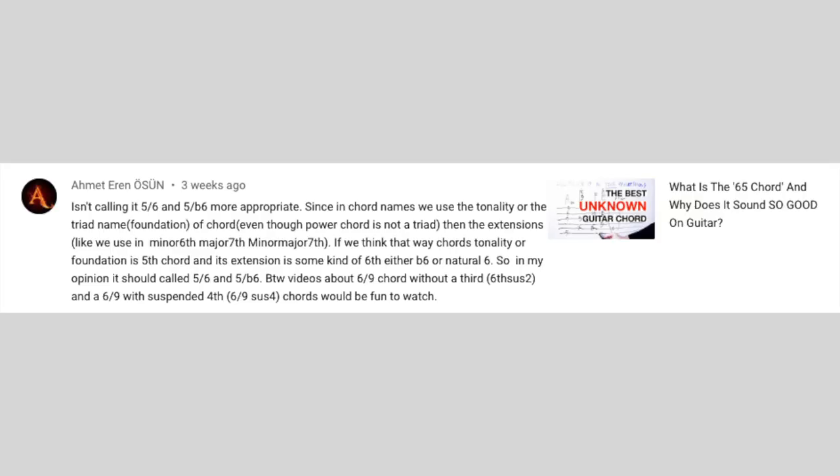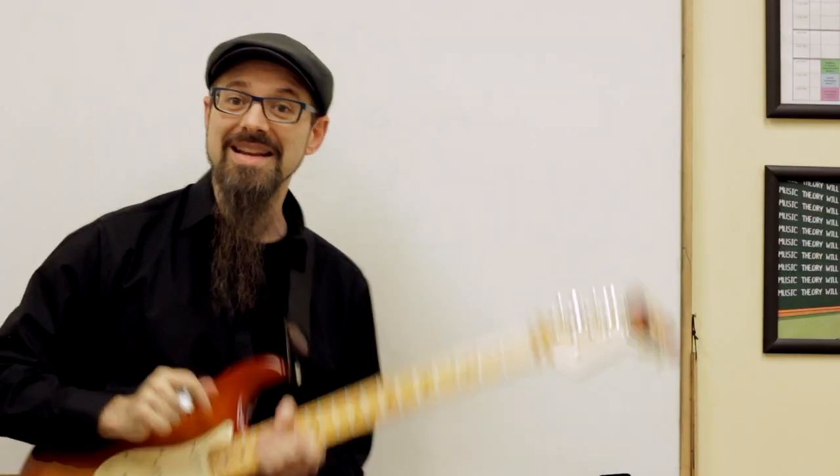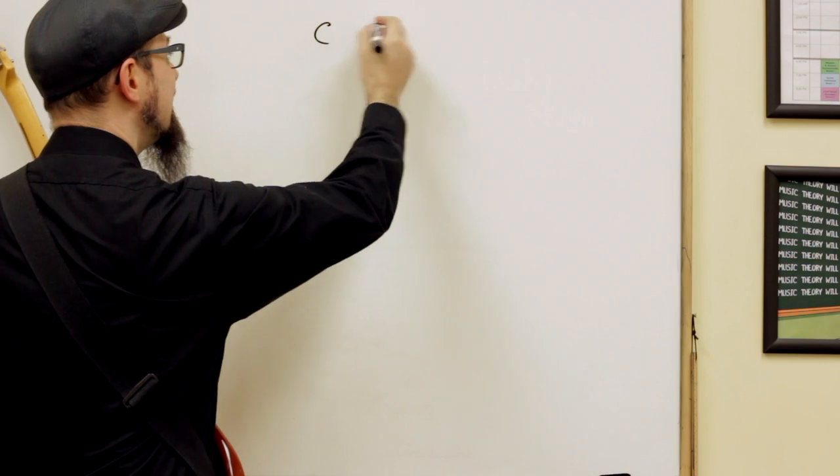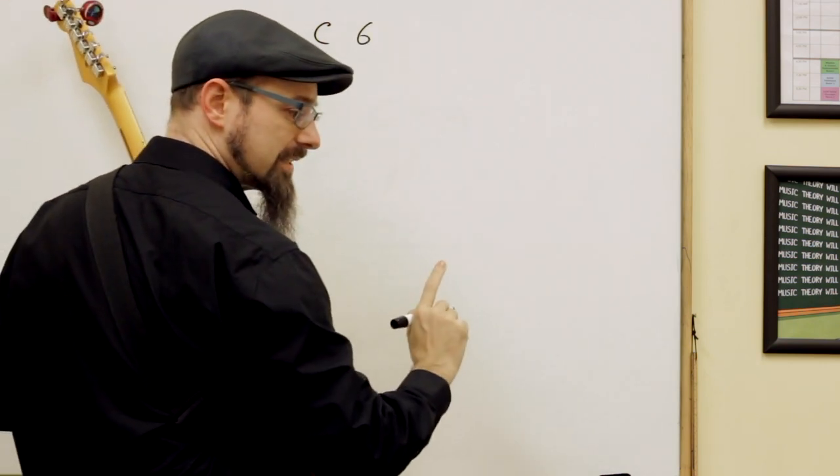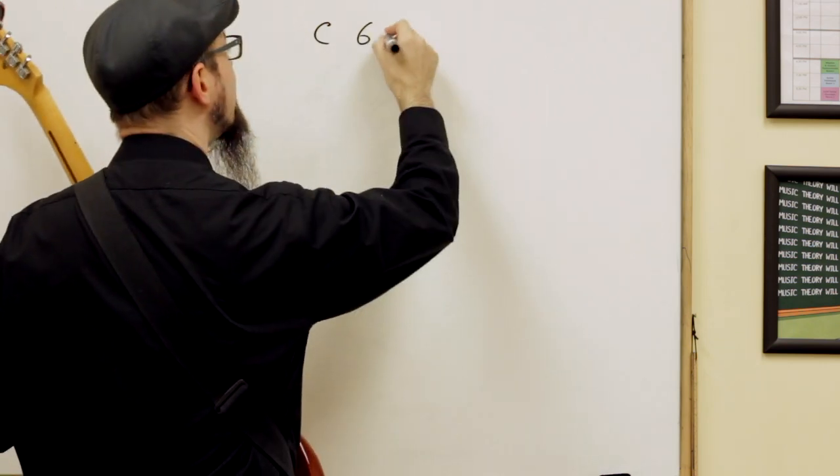By the way, videos about 6-9 chord without a third, 6 sus2, and 6-9 with suspended fourth, 6-9 sus4 chords would be fun to watch. They would. And so let's do this right now. A C 6, suspended 2. Okay.